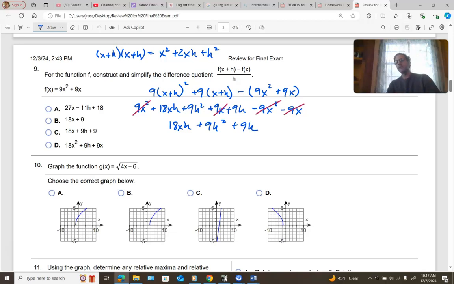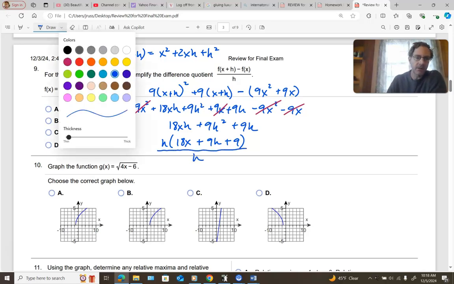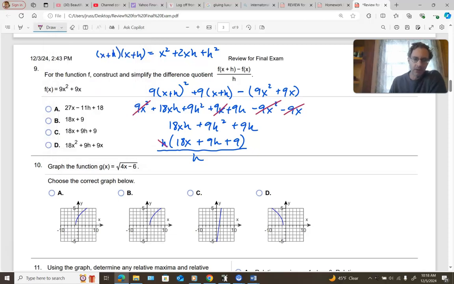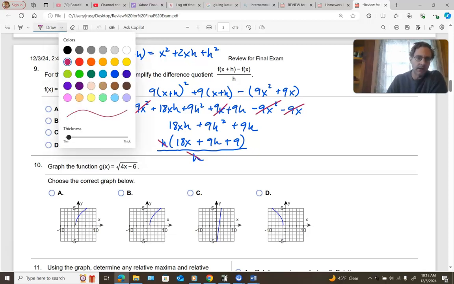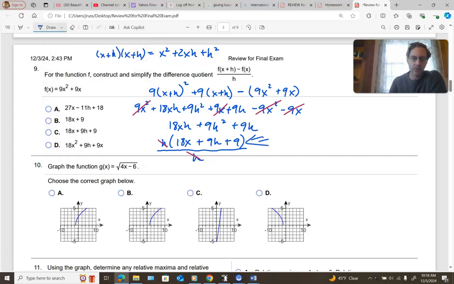And then my last step here, well, second to last, is to take out an h. If I take out an h, it'll leave me with an 18x plus just a 9h plus a 9. And then I'll put all of this over h. And so the last thing that happens is those h's divide out, okay? And so what you're left with right here, guys, that is your difference quotient. So it appears to be choice C.